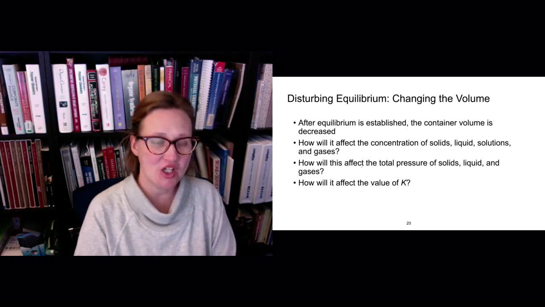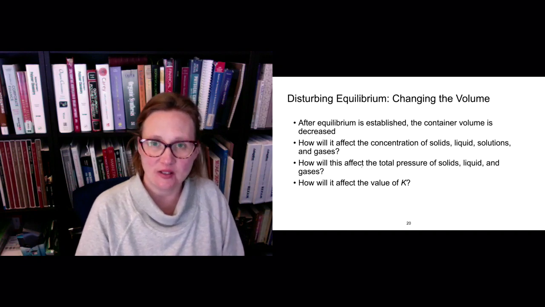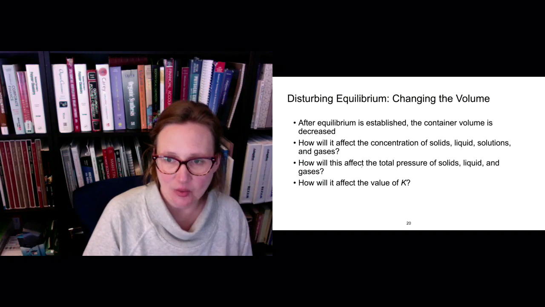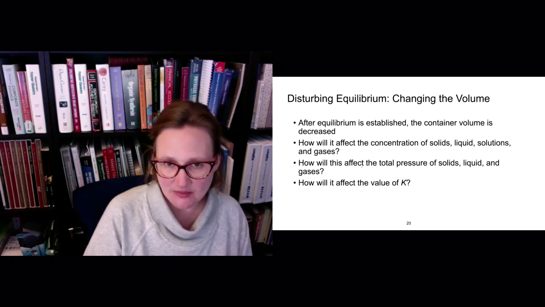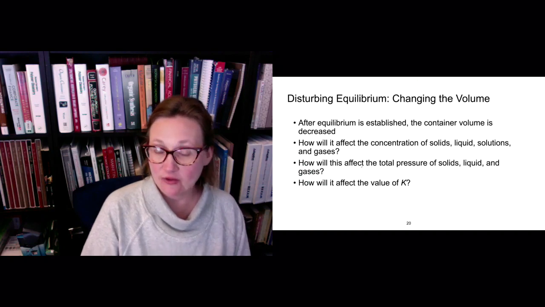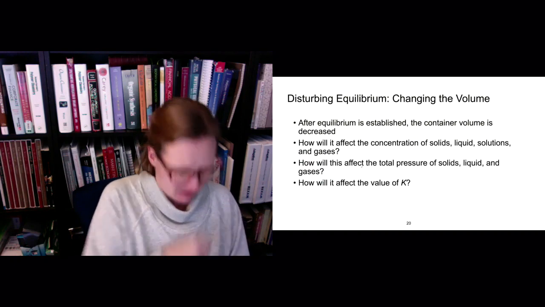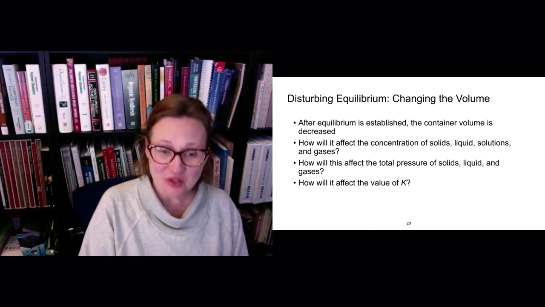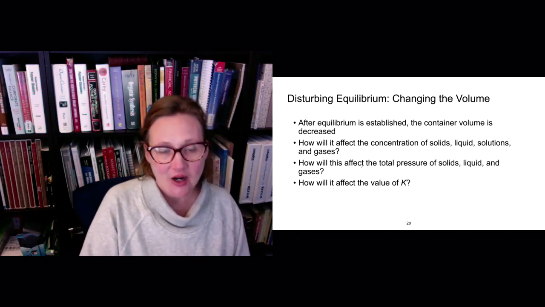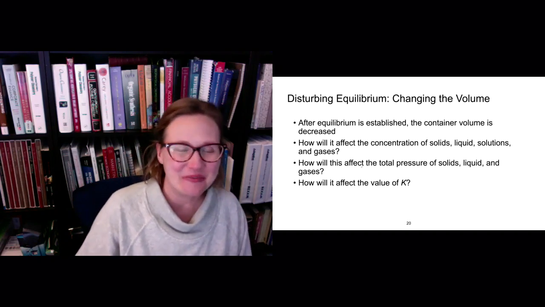All right, so we're going to change the volume. After the equilibrium is established, the volume of the container is decreased. How is it going to affect the concentrations of solids and liquids, solutions, and gases? Well, it's not going to affect the concentration. We already said that. How will it affect the total pressure? It's going to increase the pressure. How is it going to affect the value of K? Hopefully by now we've learned that the value of K is not going to change.